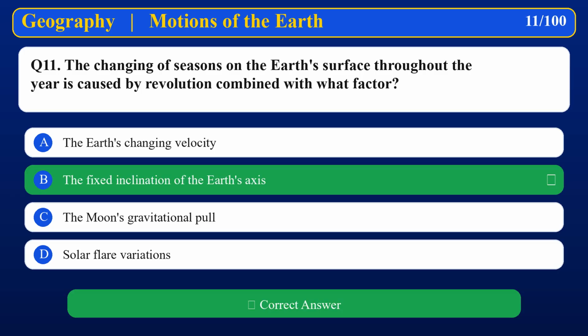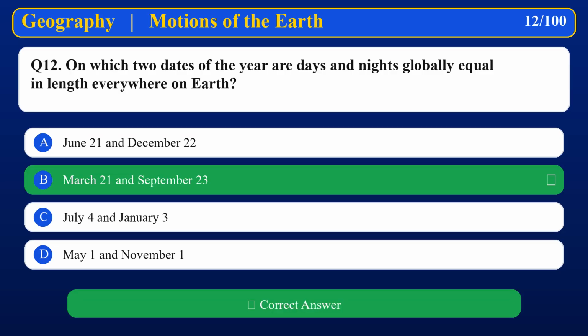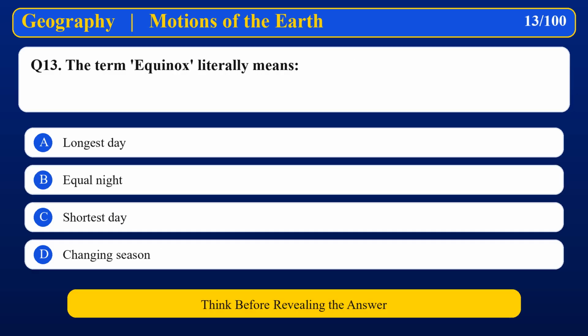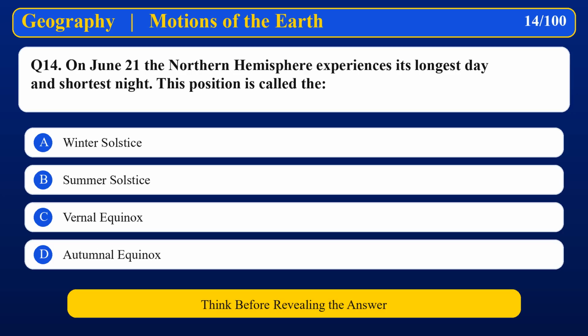The fixed inclination of the Earth's axis. On which two dates of the year are days and nights globally equal in length everywhere on Earth? 21st March and 23rd September. The term equinox literally means equal night. On 21st June, the Northern Hemisphere experiences its longest day and shortest night.